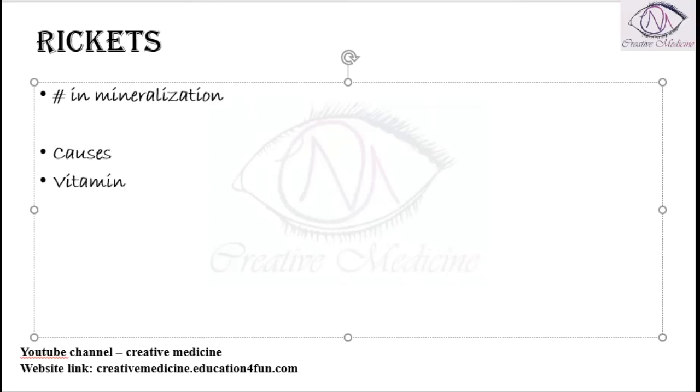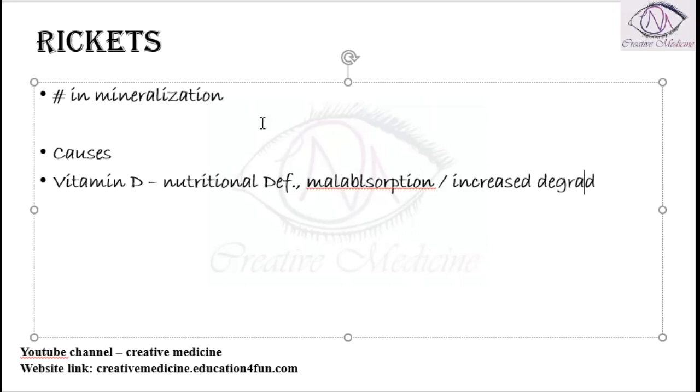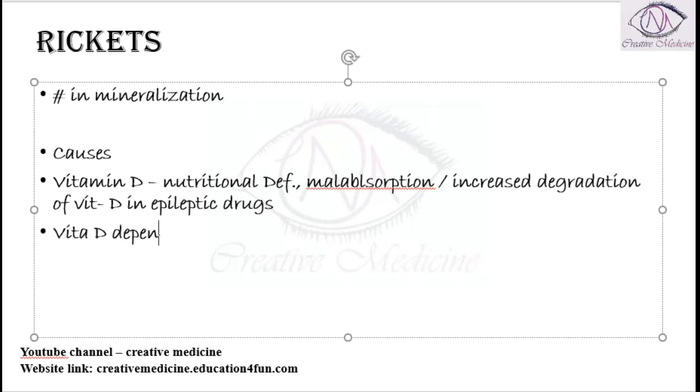Vitamin D disorders include nutritional deficiency, malabsorption of vitamin D, or increased degradation of vitamin D, especially in the presence of anti-epileptic drugs. There can also be vitamin D dependent rickets type 1 or type 2, and in chronic renal failure you can see that there can be rickets.